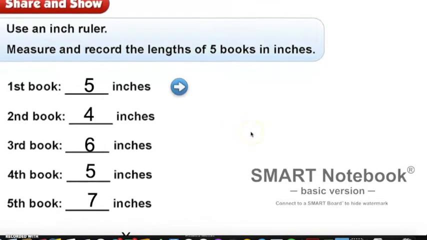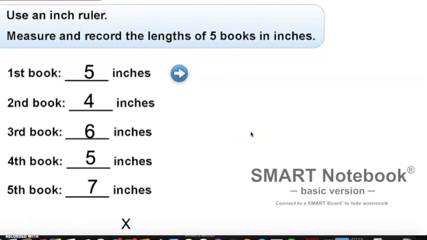It says use an inch ruler, measure and record the lengths of 5 books in inches. So I went ahead and did that for us already because it would just be hard to do that for this lesson. I measured a couple of books with an inch ruler that I have at my house, and these were some of the results. So the first book was 5 inches, the second was 4 inches, the third book was 6 inches, the fourth book was 5 inches, and the fifth book was 7 inches.